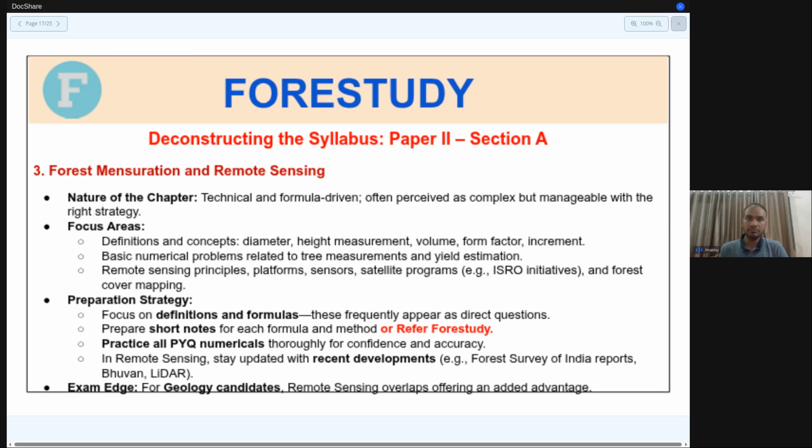Also, many of you might be geology optional students. If you have already prepared that in geology, this won't create any issue, because remote sensing in geology is a little heavier than what is discussed in forestry. However, if you are not a geology optional student, then prepare it once, and also prepare some examples that are asked, like in the Indian State of Forest Report, where LISS sensors are used. These are the types of examples you can mention.